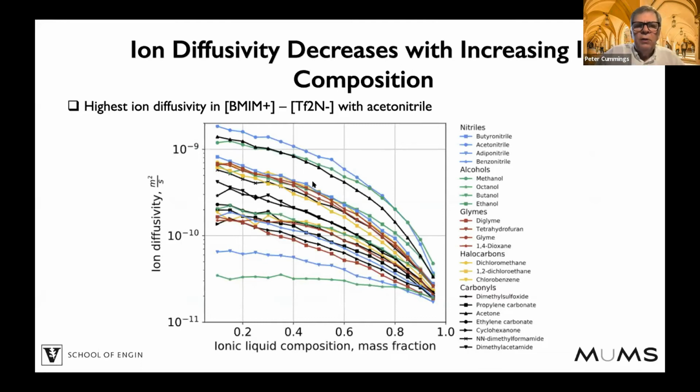And so this shows ion diffusivity as a function of ionic liquid composition for all of these different solvents. All of these results will come to the same point at mass fraction 1, because that means you're at the pure ionic liquid. But you can see that, just as we saw in the earlier study, diffusivity is varying by as much as a couple of orders of magnitude as you go from dilute solution to neat ionic liquid.